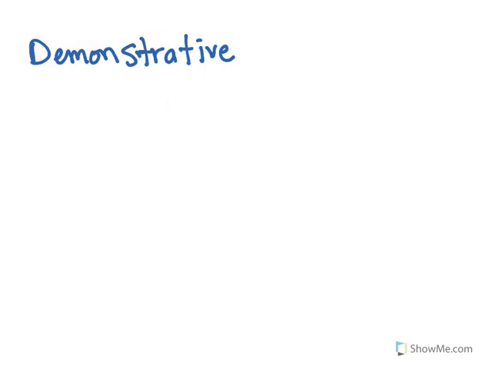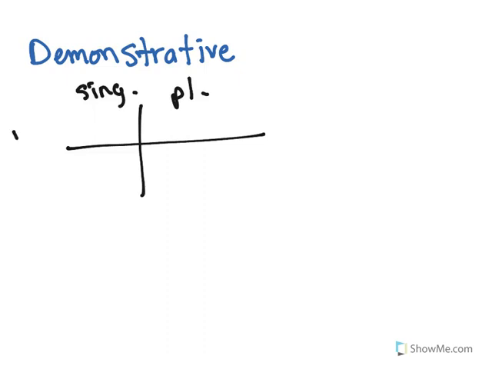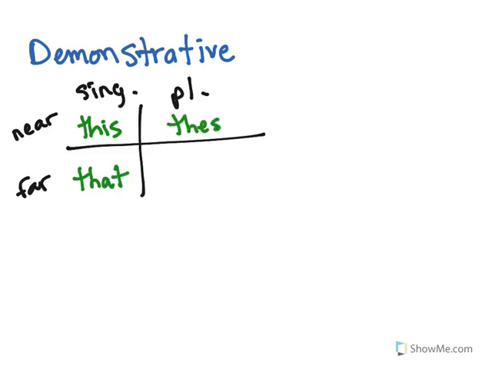Next type of pronoun we use is demonstrative pronouns. Demonstrative pronouns are kind of location pronouns in a way. So we have singular and plural, and we have near and far. And then that helps us to say something about the location. So singular and near is going to be this. Singular and far is going to be that. Plural and near, these. And then plural and far, those.